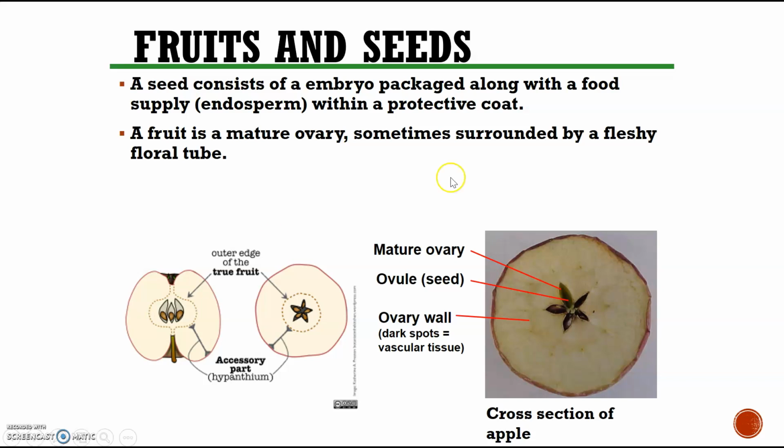So fruits. So the seed is an embryo packaged along with a food supply, and then the fruit is that mature ovary that was surrounding the ovules and the seeds, and that is also sometimes surrounded by a fleshy floral tube as well. And what's happening here is you're basically wrapping up your seeds in a nice enticing package so that some animal will take that and disperse it for you.